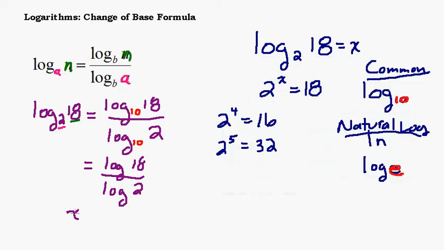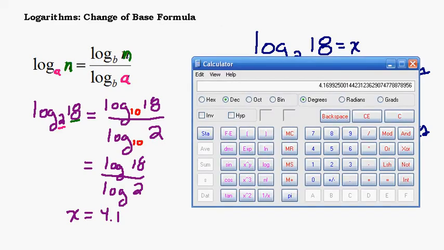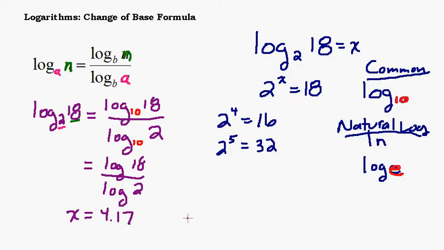4.169. Is that what it was? 4.169. So let's just round that to 4.17, which is kind of what we expected. Over here, we estimated it was a little bit bigger than 4. All right, so that's your answer. And that's all there is to it. Just plug those numbers in and punch it in. It's only a couple steps.